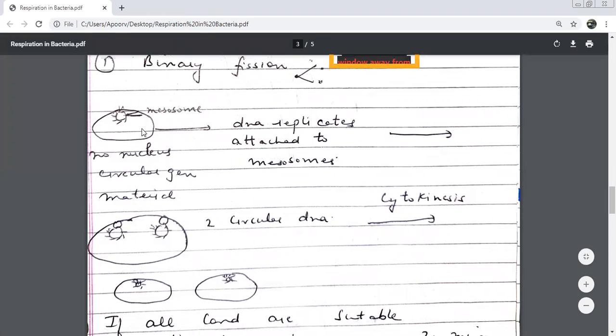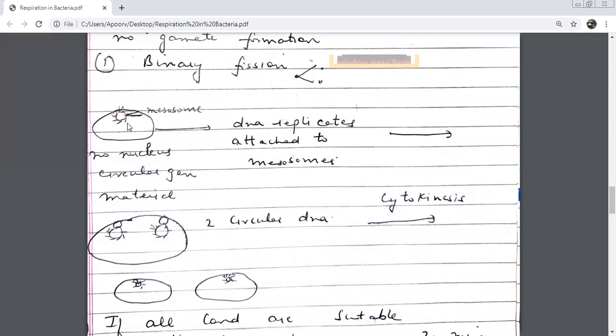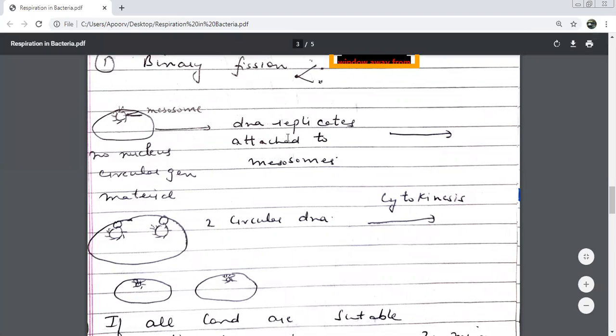See, this is your bacteria. We don't have a proper nucleus. So this is your genetic material, the DNA, circular DNA. This round thing is the circular DNA. Don't get confused. Normally in bacteria we have the simplest DNA, which is circular. This is attached to the mesosome. Now DNA replicates attached to the mesosome only. After replication, we have two circular DNAs. Then cytokinesis will take place.